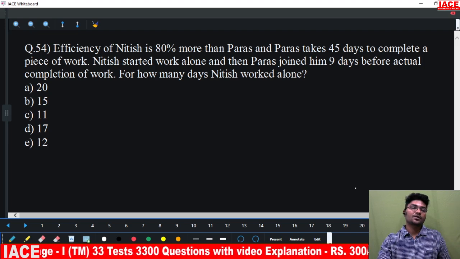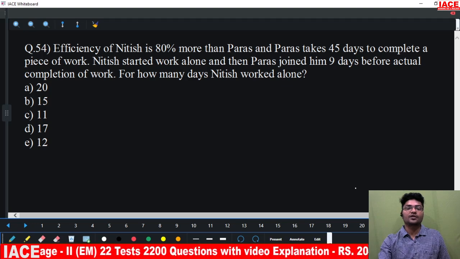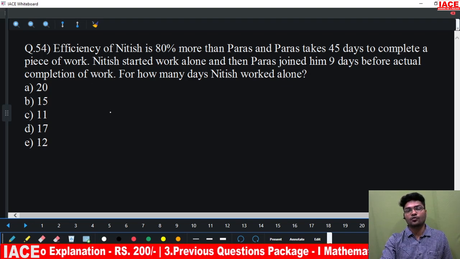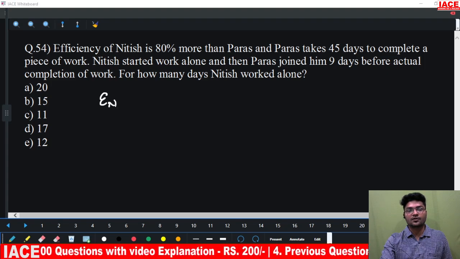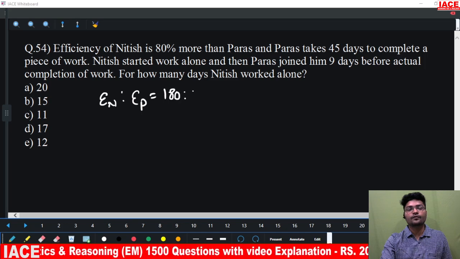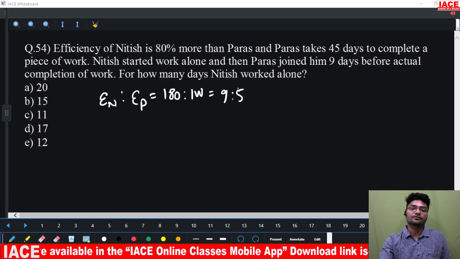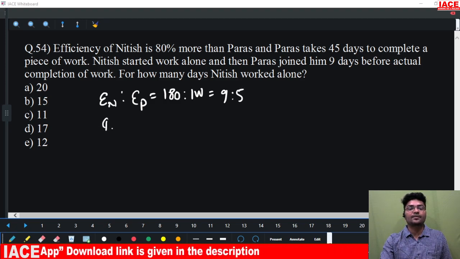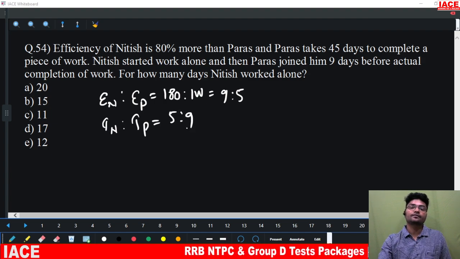Next, question number 54. Efficiency of Nitish is 80 percentage more than Paras. Efficiency ratio, so efficiency of Nitish to efficiency of Paras, this will be how much? 180 to 100. Or I can say 9 is to 5. So time taken by Nitish to time taken by Paras will be 5 is to 9.